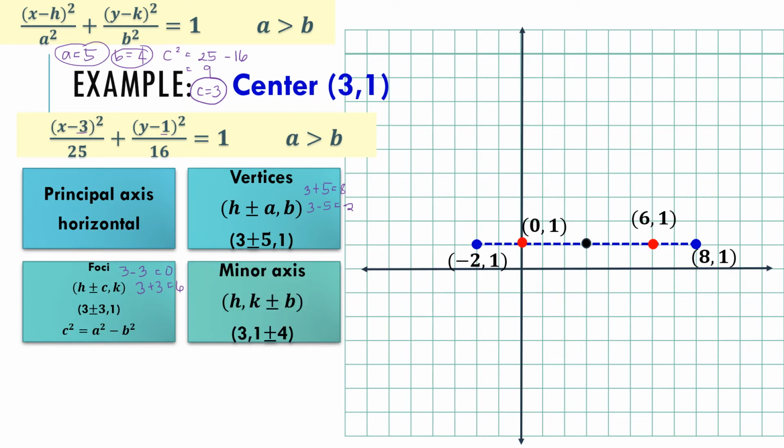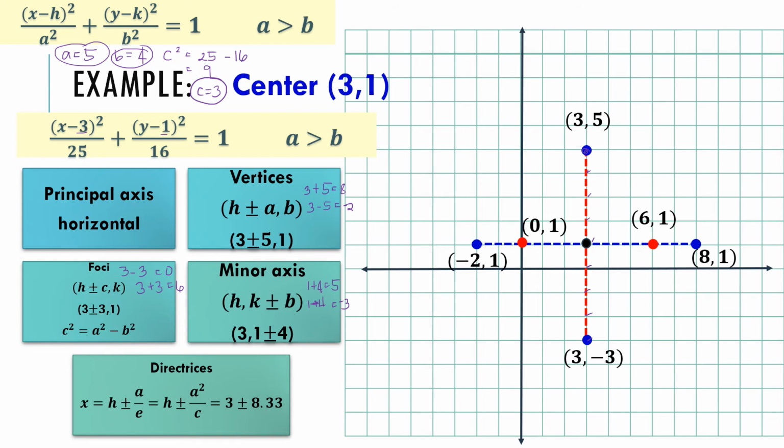Minor axis. This is up and down: b units up, b units down. Our b is 4. Our k is 1, plus 4 is 5, and minus 4 is negative 3. Or, if you don't want to compute, since the numbers are small, we said b units up and b units down. Our b is 4, so from the center, count 4: 1, 2, 3, 4. 1, 2, 3, 4.